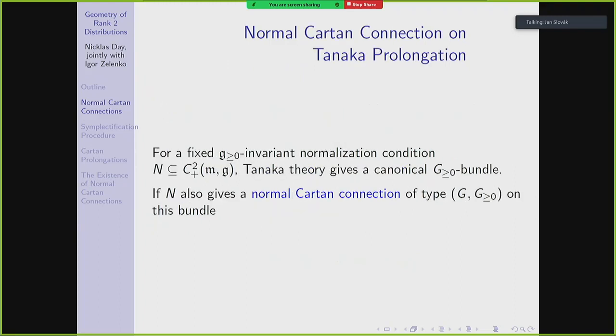And once we have our g plus invariant normalization condition, it turns our Tanaka bundle, if you know what that is, a bundle that you get over your manifold, not just into a g plus bundle, but actually into a normal Cartan connection. So the curvatures of our Cartan connection are going to live in our normalization condition N. And again, there's probably a lot of details obscured here that some of you are probably very aware of, and others of you maybe are not, and that's okay. But for the rest of the talk, what I'm going to be interested in mostly is finding normalization conditions so we get Cartan connections on the Tanaka bundles for our distribution.